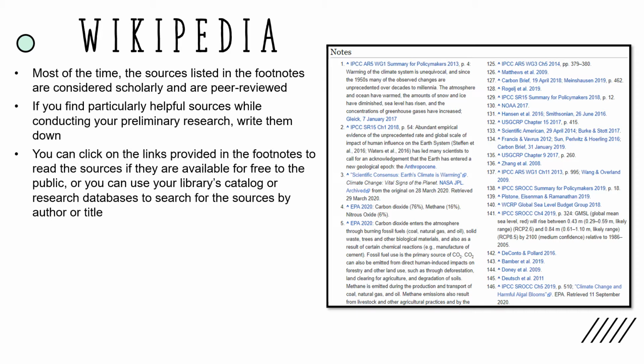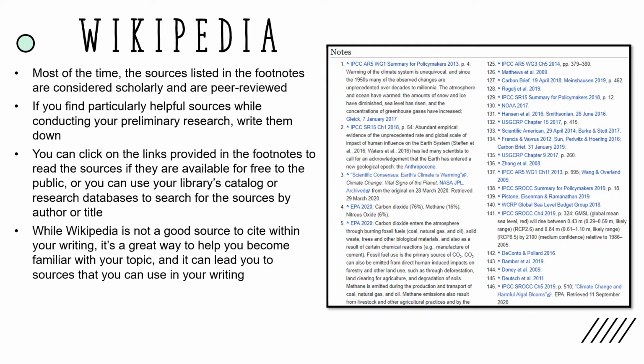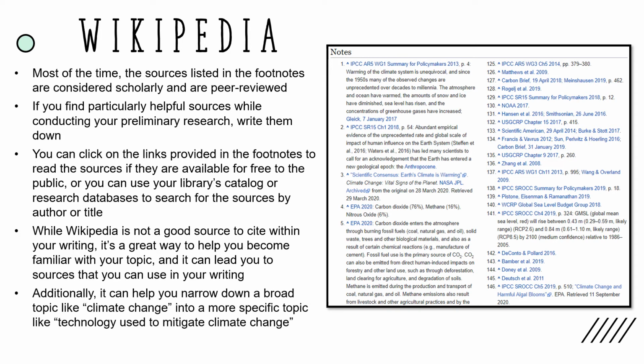So, while Wikipedia itself is not a good source to cite within your writing, it's a great resource to help you become familiar with your topic, and it can lead you to sources that you can use in your writing. Additionally, it can help you narrow down a broad topic like climate change into a more specific topic like technology used to mitigate climate change.